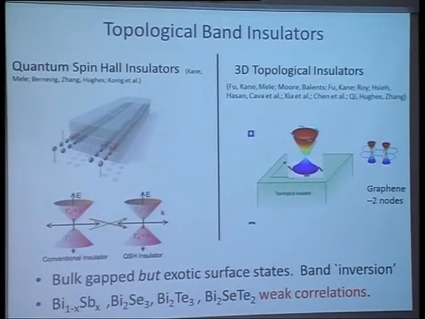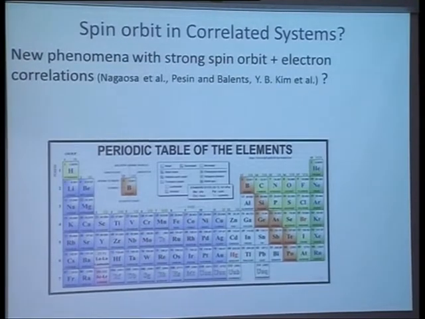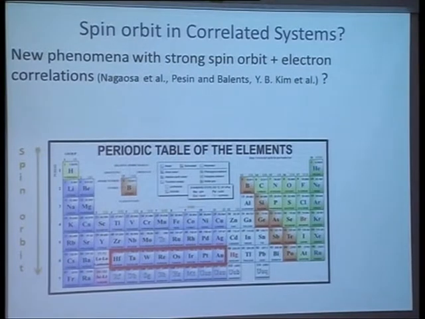Okay, so an obvious question is what happens when we combine electronic correlations with this kind of topological physics. Okay, so first of all, where would you look in terms of materials for such physics? You want to combine spin orbit with electron correlations. So obviously to get larger spin orbit, you want to increase the atomic number of your elements. So you go down the periodic table.